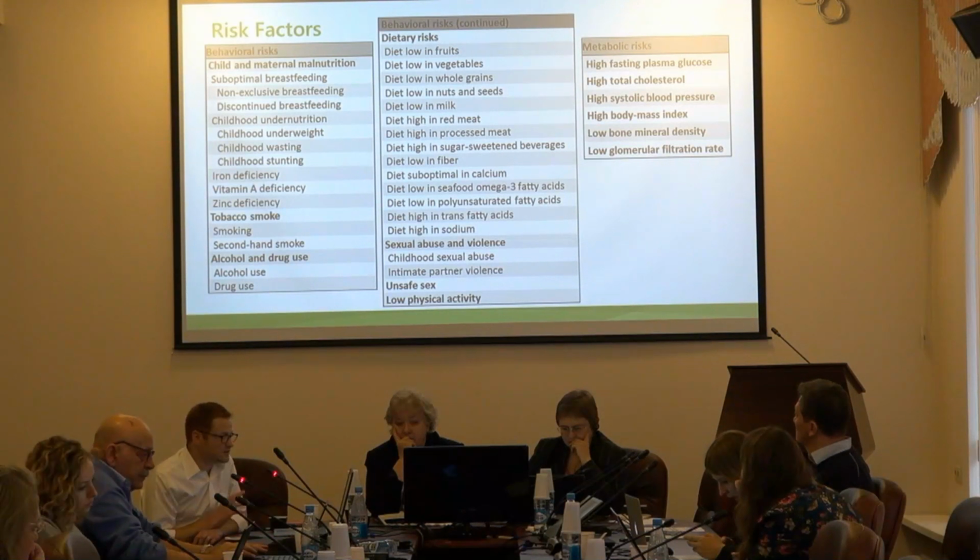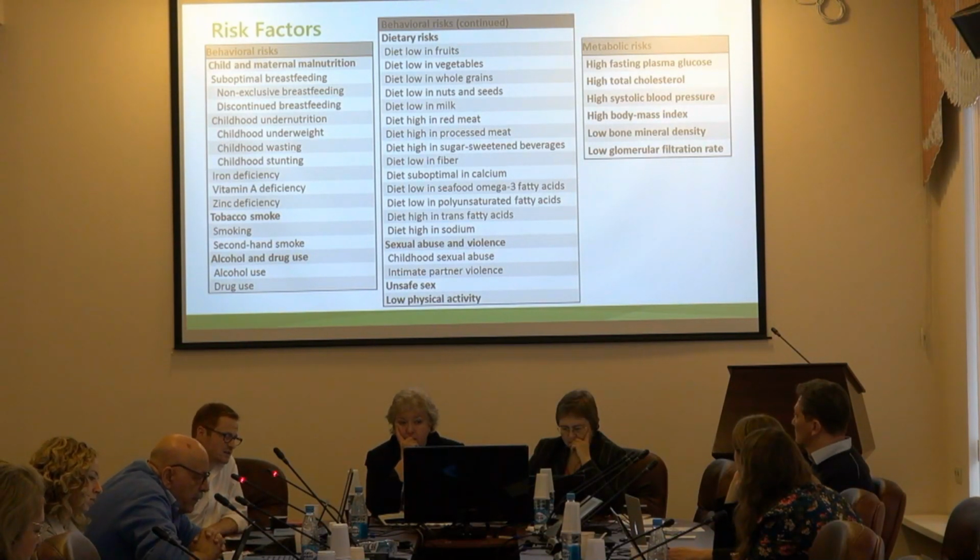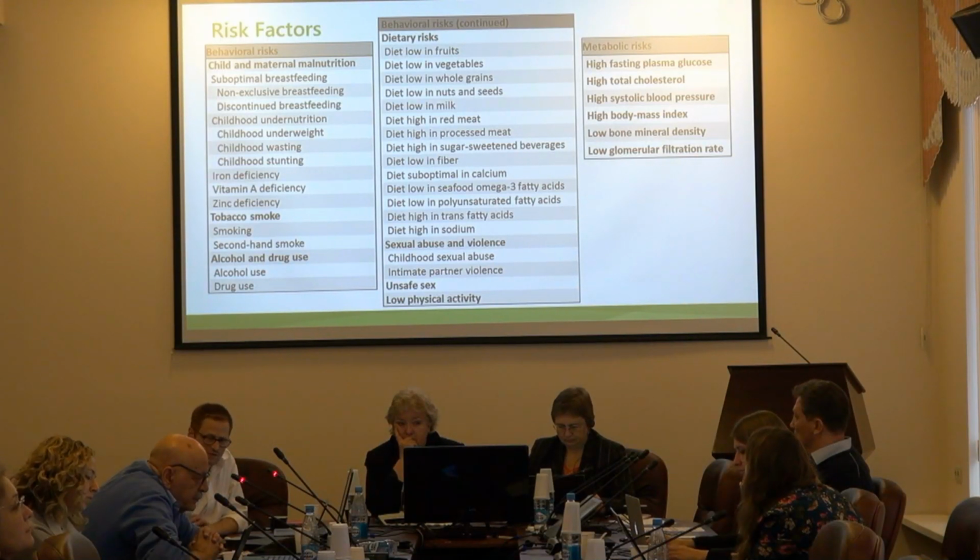And then the 6 metabolic risks are high fasting plasma glucose, high total cholesterol, high systolic blood pressure, high BMI, low bone mineral density, and low glomerular filtration rate. So that's the list of risks we're looking at.